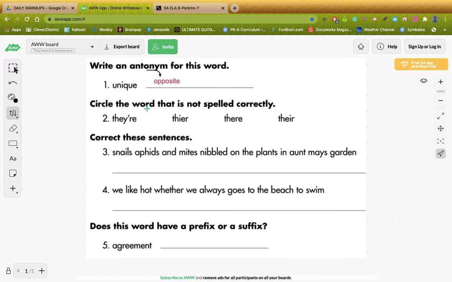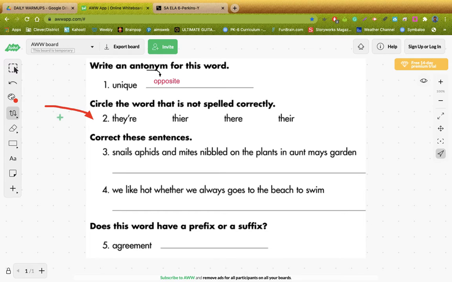Okay, now look at number two. It says, circle the word that is not spelled correctly. We got there, and there. We got four there's. I don't want to tell you, but all there's, there are three there's. Those are homophones, remember. Words that sound the exact same, but they're spelled differently and they mean something different. All there's start with the same thing. I can give you that hint. So there's one that is incorrect.